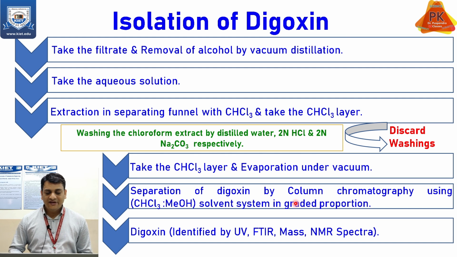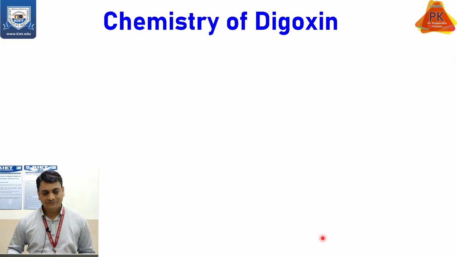Here we can use a combination of ultraviolet-visible spectroscopy, FTIR spectroscopy, mass spectrometry and NMR spectroscopy. By combining all the data of these 4 spectroscopic techniques, we can predict the structure of digoxin and identify it. So this is the isolation of digoxin.